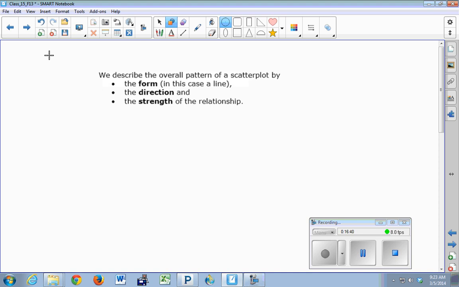Okay, so when we describe an overall pattern of a scatter plot, we use these three terms. What form does a scatter plot have? Well, in our particular case, the form is a line because we're looking at linear regression. What direction does it have? Well, Paul helped us with that. He said it has a negative association, right? Negative because if I asked you what the slope of that line was on your picture, you would have said a negative slope. So you're either going to have a negative association or a positive association. So here you only have two different answers, negative or positive direction.